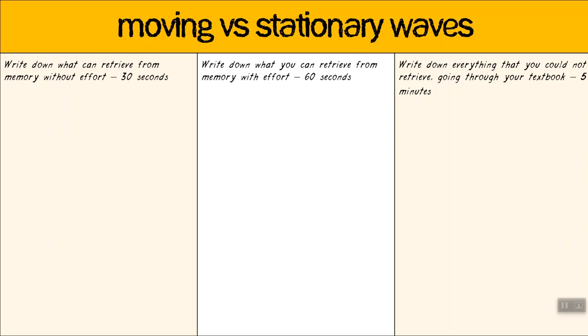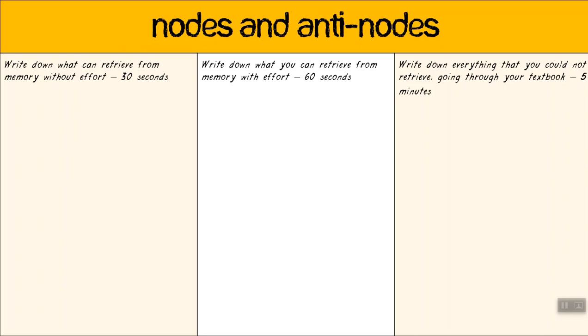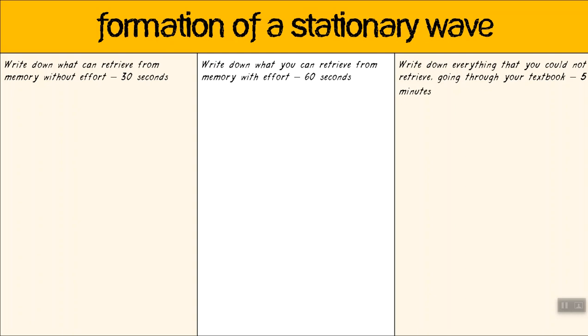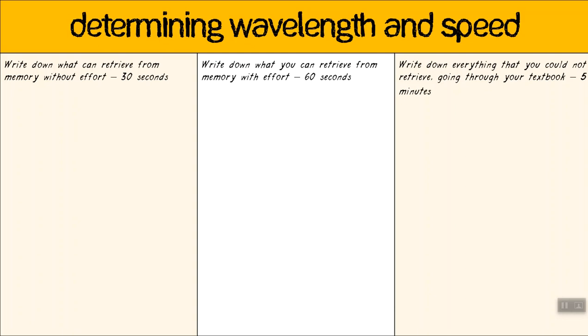And then you go to your textbook, and everything you couldn't retrieve, you read again, you write that down for 5 minutes. And I want you to do the same for nodes and antinodes, and also for formation of a stationary wave. Once you are done with that, you can go on to determining the wavelength and the speed, and then we're going to go over to recording.